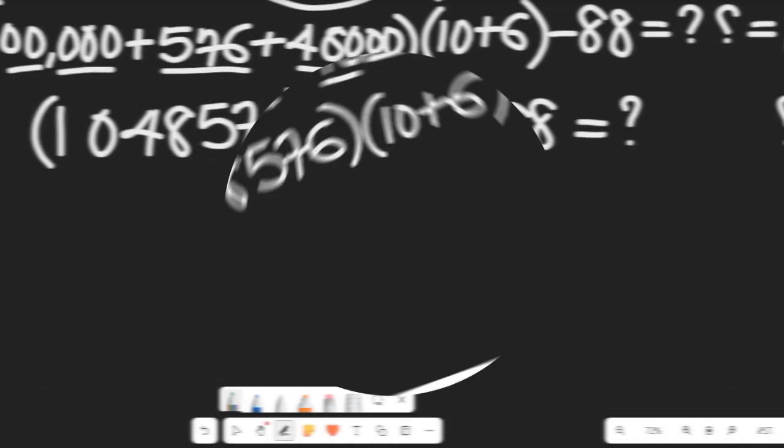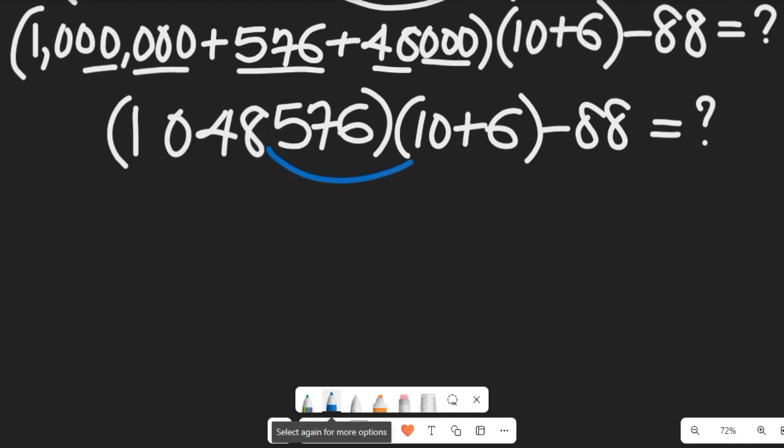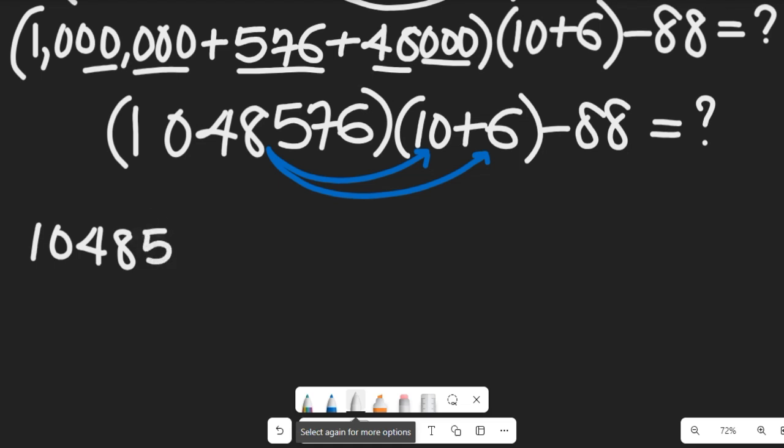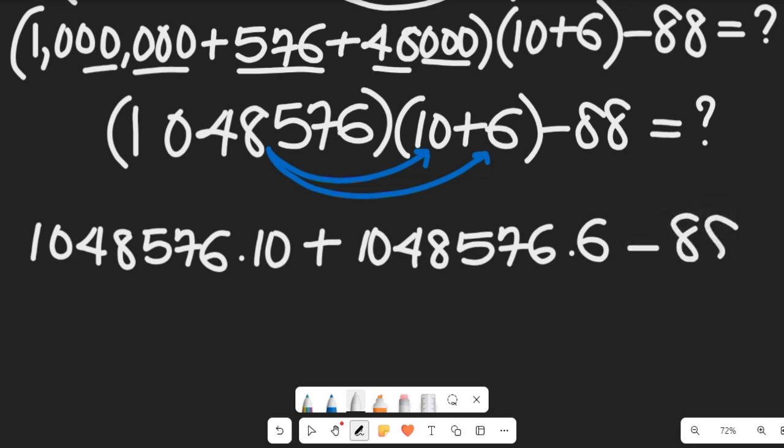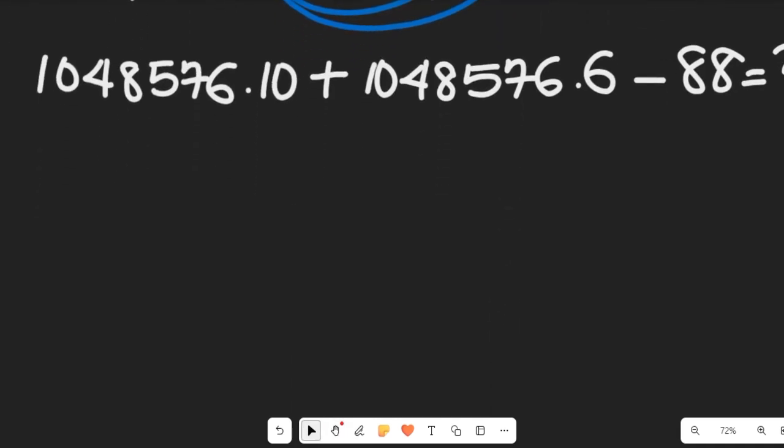And this is going to give us what? So from here we can see that this can multiply this, and this can also multiply this. So we're going to have that expression to be 1,048,576 multiplying 10 plus 1,048,576 multiplying 6, and all of these will be subtracting 88, and that will give us our solution. Great.